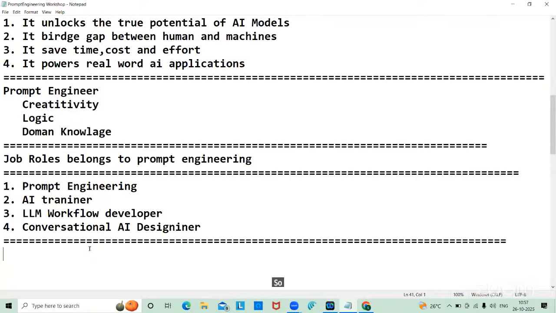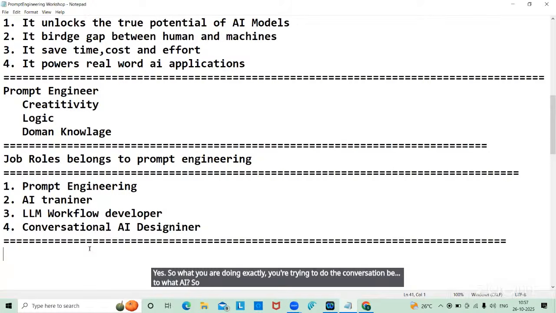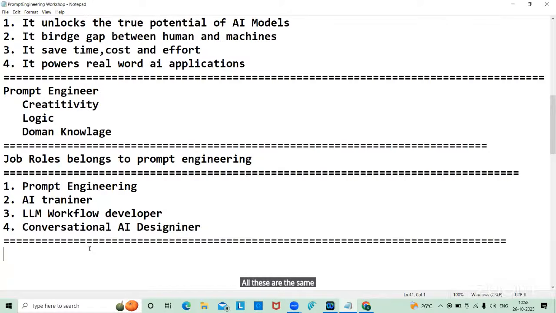So it's called a conversational AI designer, right? What you are doing exactly is conversing with AI. That is the role. See, all these are the same.